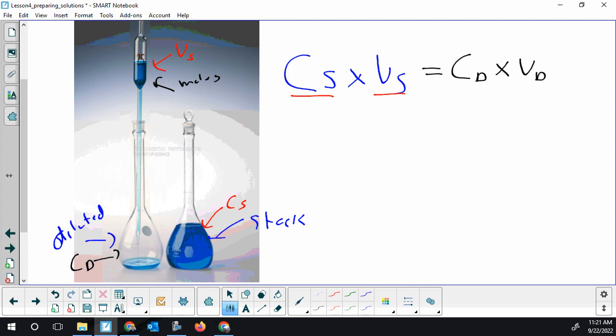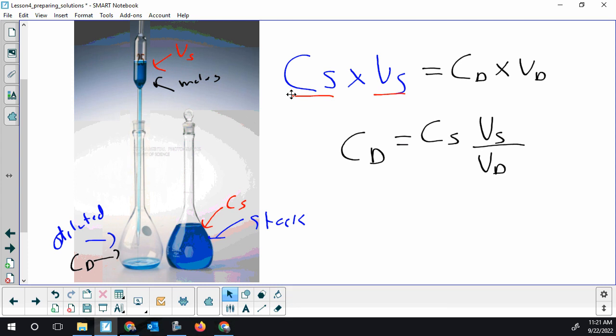So I'm going to rearrange this for the concentration of the dilute. That's often what we want to know. It's going to be concentration of the stock, volume of the stock divided by the volume of the filled up dilute. And I really want to highlight, I'm going to uncircle it. We really just need to think about that ratio. That ratio is how our concentration is going to change.